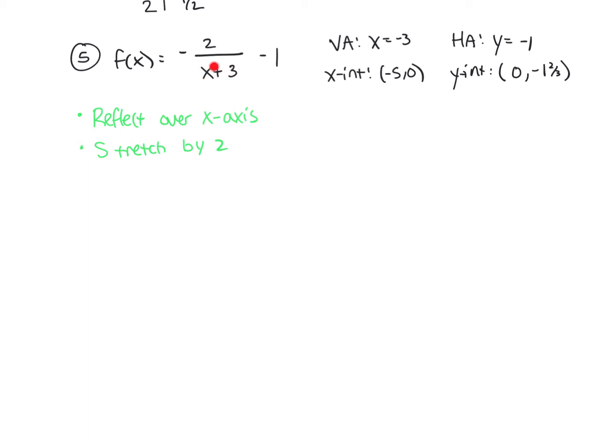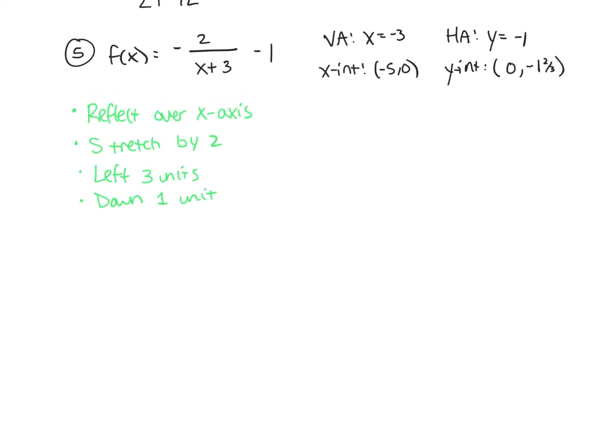Next, down here, I see that we have something happening horizontally. This is a horizontal shift. Since that's a +3, it means we're going to be moving to the left 3 units, and that -1 at the very end means we're going to be moving down 1 unit. So if I was to make a transformation table, which we've practiced before, I'm going to start with my x and my y value, and I'm going to use that parent function that we had above.